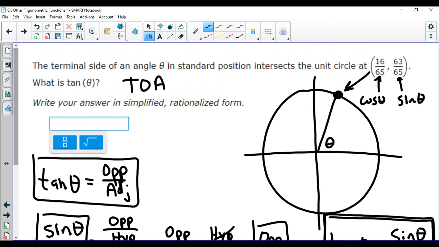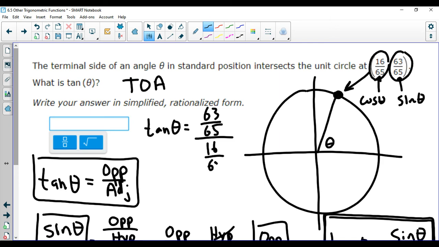So that's exactly what's happening in this question. We want tangent of our angle. So that's just going to be sine of the angle, 63 over 65, divided by cosine of the angle, which is 16 over 65. So just like before, we would multiply by the reciprocal, the 65s would cancel, and we end up with a situation of 63 over 16. Now, you would of course want to check to make sure that that simplifies or doesn't simplify. In this case, it doesn't simplify, so we're all done with our answer.